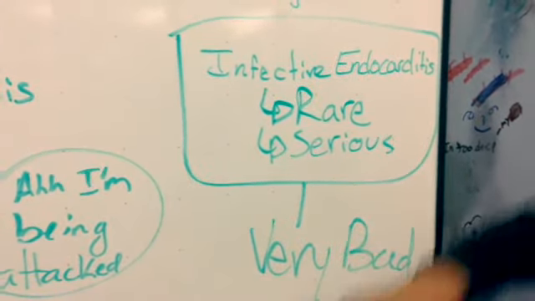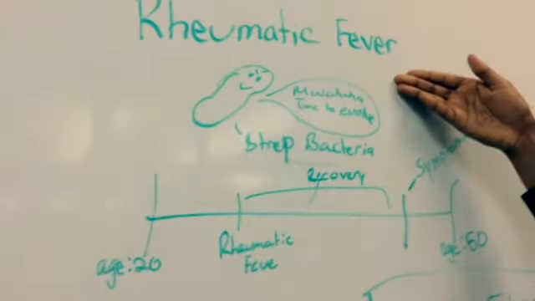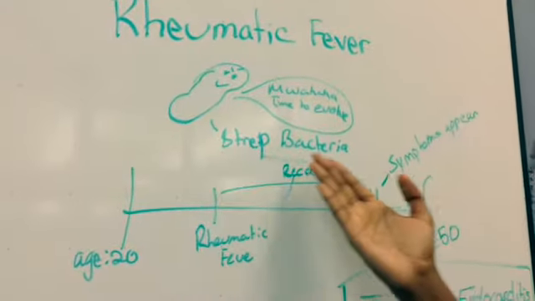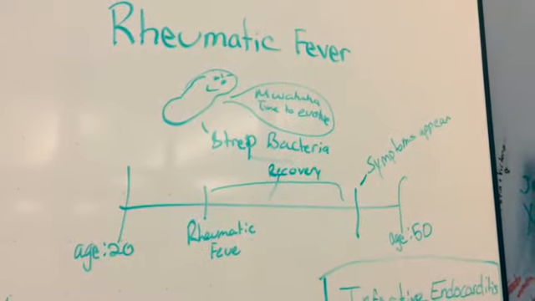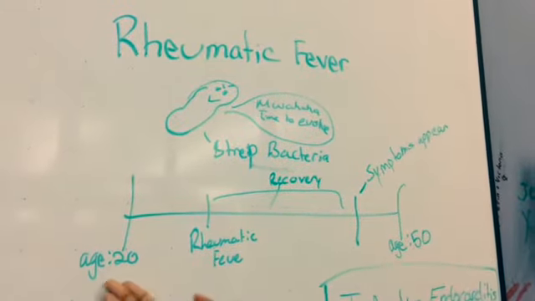Rheumatic fever is when strep bacteria, which is the cause of strep throat, evolves. It affects the aortic and mitral valves mostly. Symptoms of heart valve disease don't appear until many years after recovery from rheumatic fever.